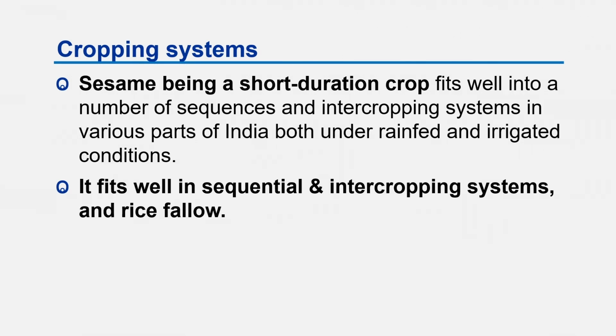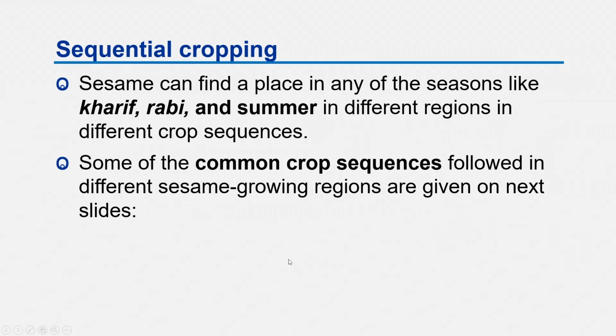It can be fitted in sequential cropping systems, that is simply the crop rotations. So, there are a number of crop rotations, maybe for 1 year, 2 years, 3 years or more, where linseed can be fitted. Similarly, there are a number of intercropping systems where sesame finds its place, that we will discuss shortly, and there are of course ample chances to grow sesame after the harvest of the rice in rice fallows. So, now let us start with the sequential cropping systems where this sesame is grown.